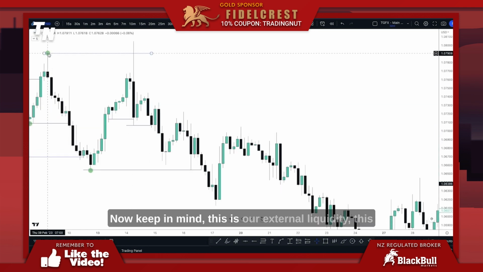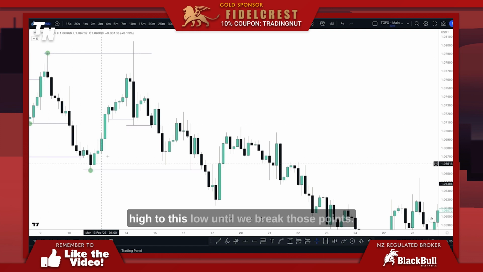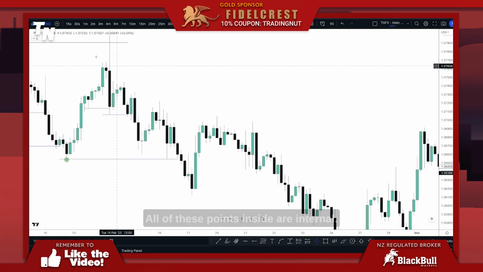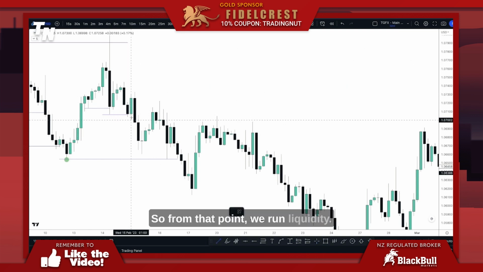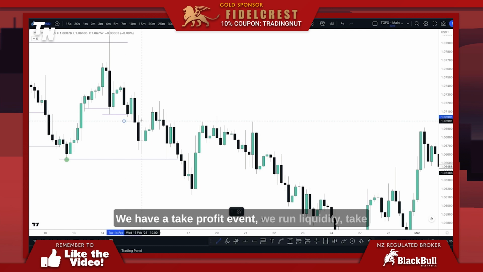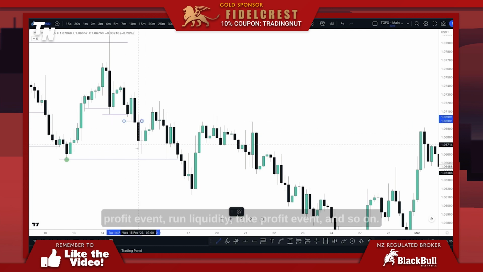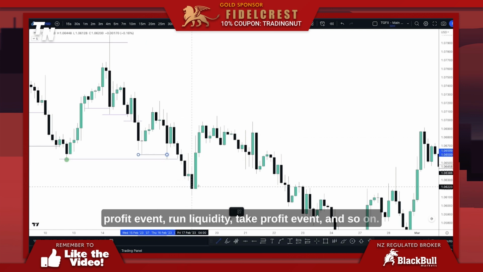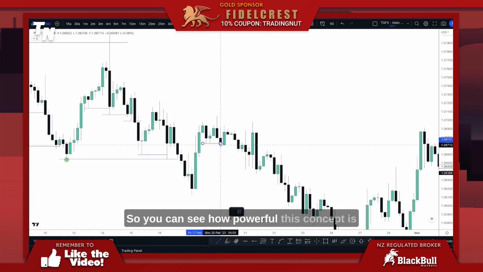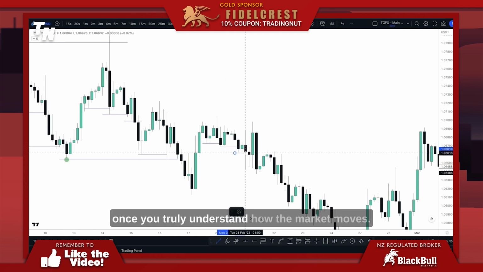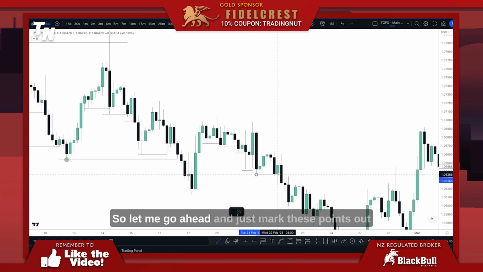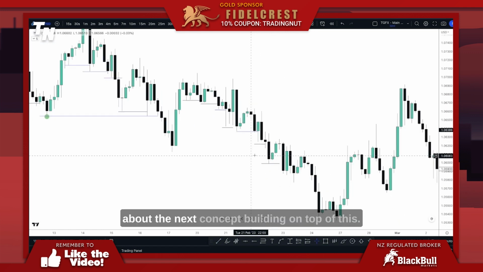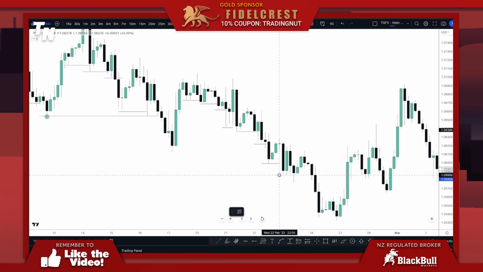Now keep in mind, this is our external liquidity, this high to this low. Until we break those points, all of these points inside are internal. So from that point, we run liquidity, we have a take profit event. We run liquidity, take profit event. Run liquidity, take profit event, and so on. So you can see how powerful this concept is once you truly understand how the market moves. So let me go ahead and just mark these points out up until this low here, and then we're going to talk about the next concept building on top of this.